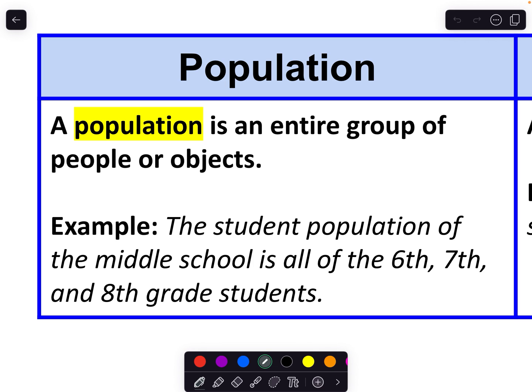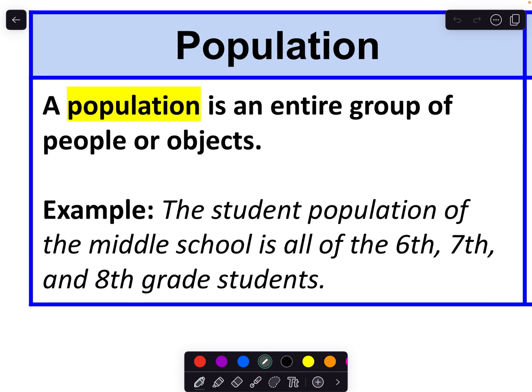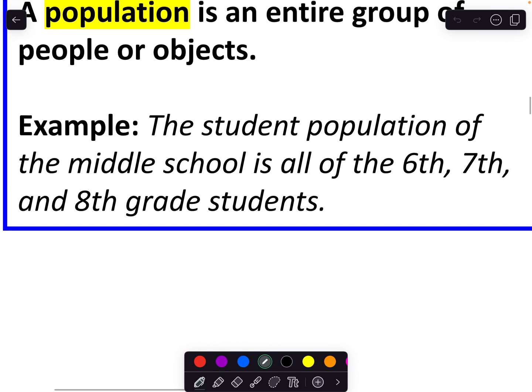So, a lot of times we talk about people, but sometimes we talk about objects, books in a library, cars in a parking lot, whatever, stuff like that. So, for example, the student population of the middle school is all the 6th, 7th, and 8th grade students, right? That's the whole population.